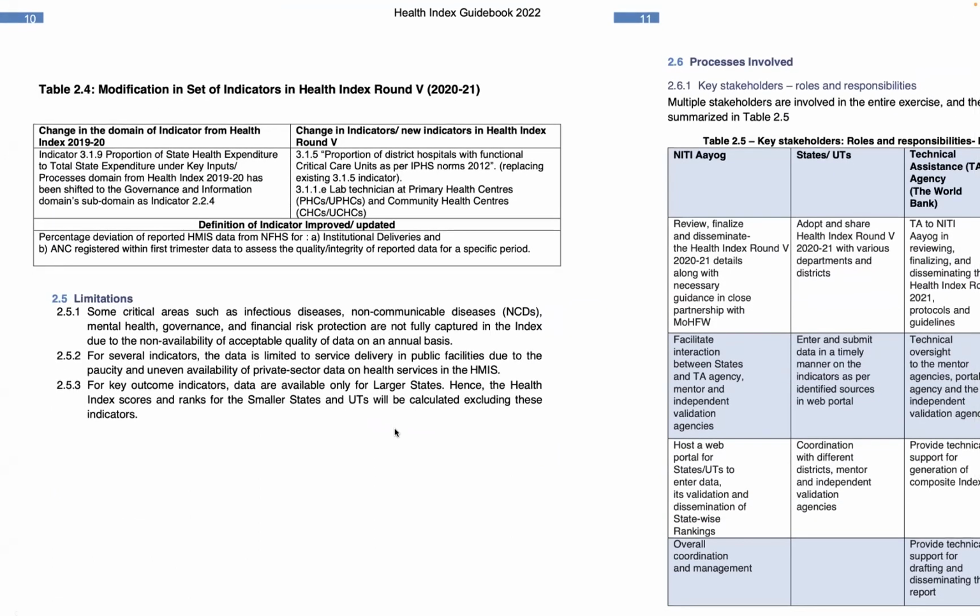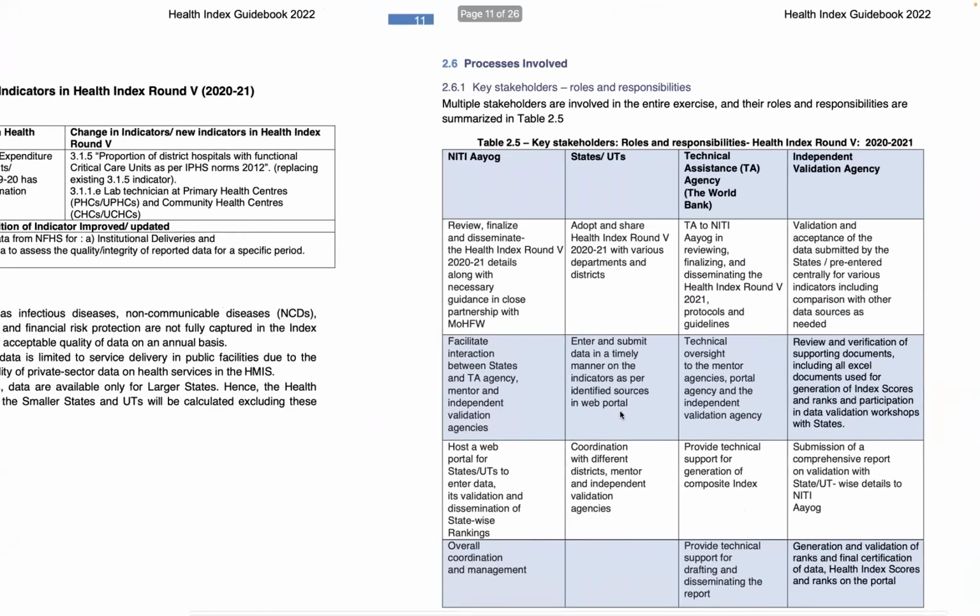NITI Aayog, just go here. This is not required.